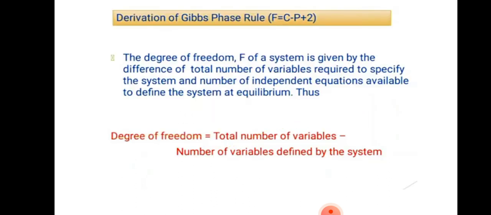Now we will derive the Gibbs phase rule. F is equal to C minus P plus 2. The degree of freedom F of a system is given by the difference of total number of variables required to specify the system and number of independent equations available to define the system at equilibrium. So degree of freedom is equal to total number of variables minus number of variables defined by the system.